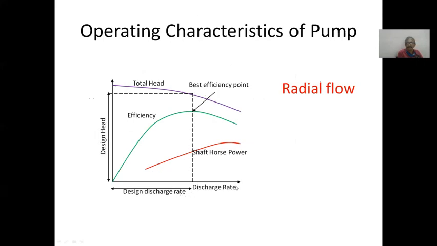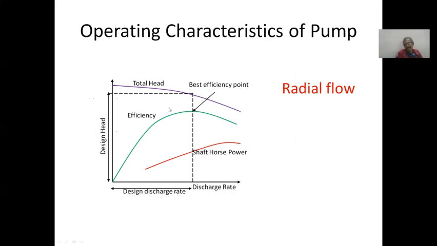So see here, in the x-axis discharge rate has been taken. In the y-axis, you take three things: total head, efficiency, and shaft horsepower. So this is the total head curve. For radial flow, as discharge rate increases, the head developed by the pump drops down. But in case of radial flow, the drop may not be very high. It is not a steep fall.